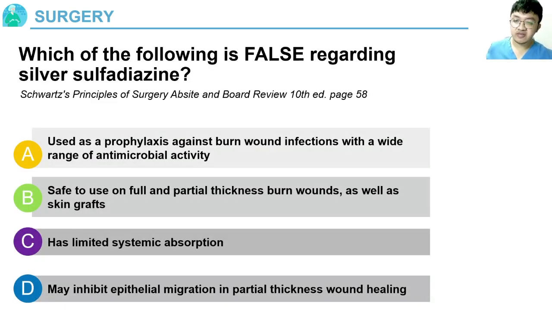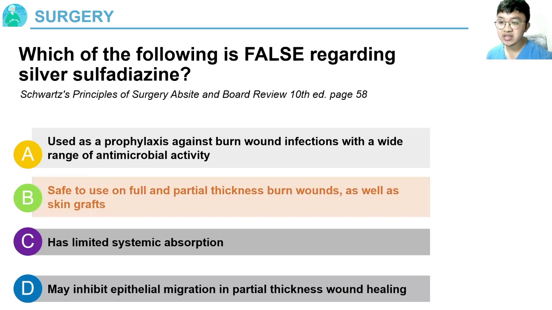Next, which of the following is false regarding silver sulfadiazine? A. Used as a prophylaxis against burn wound infections with a high range of antimicrobial activity. B. Safe to use on full and partial thickness burn wounds as well as skin grafts. C. Has limited systemic absorption. D. May inhibit epithelial migration and partial thickness wound healing. So for silver sulfadiazine, the correct answer here is letter B. Safe to use on full and partial thickness burn wounds as well as skin grafts.